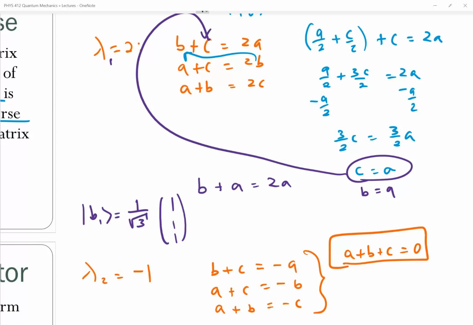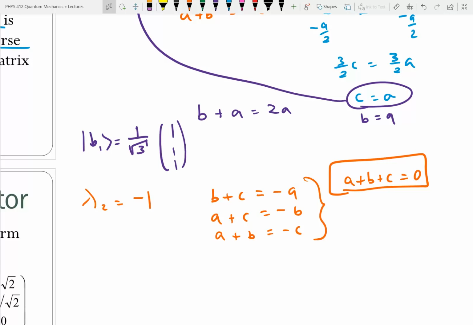So what do I do? Any ideas? I make an arbitrary decision. Let's just choose something that works. It has to be orthogonal to the one we found already, and it has to be normalized. We have those two rules. And then we have the sum has to be 0. So I'm going to go with the easiest thing I can think of. The easiest thing I can think of is a, minus a, 0.